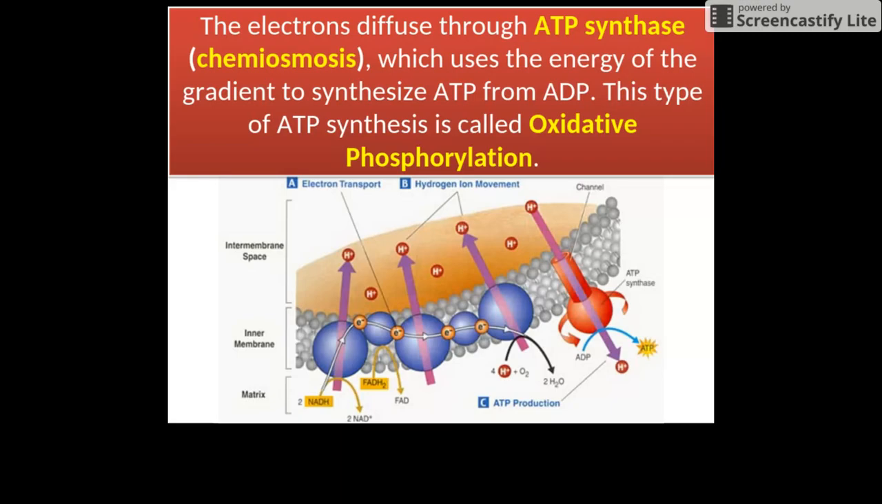Remember what LEO is, right? LEO the lion there. Loss of electrons is oxidation. So that makes sense, right? We are using energy from the electrons, from losing electrons, to phosphorylate that ADP. Okay, so if you think about some of this terminology, it really makes sense.